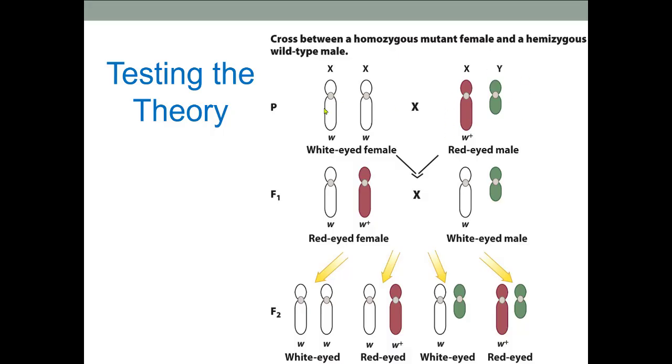on this theory, of course, she can only give the recessive X here, so all of our males would have to be white-eyed, but all of our females would be red-eyed because they get that red allele from the male. And if we allow those to intercross together here at the F1 generation, now we should get both red and white-eyed males and females, 50-50 of each.